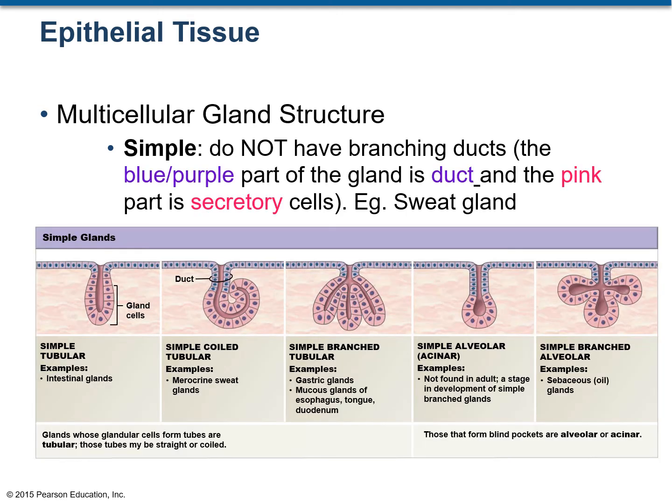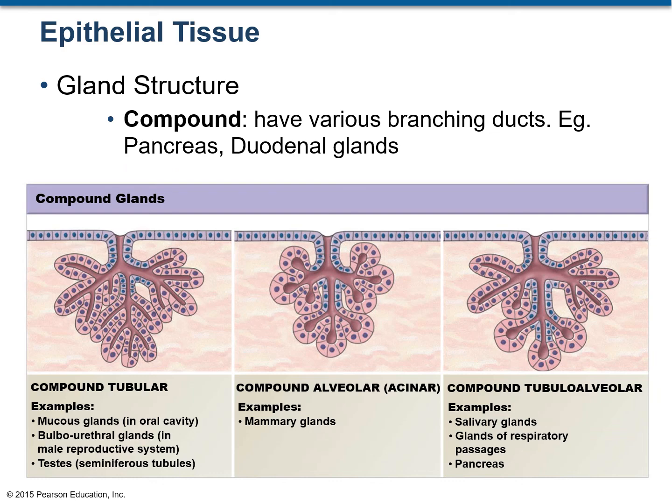Multicellular glands can further be classified based on whether their ducts are branched or not. If you look at this figure, there is some part in blue which is the duct and the pink part is the secretory cells. So if the blue part, that means the duct, is branched, then it is not a simple gland. A simple gland would not have branching ducts. And simple glands can also have different shapes. They can have a tubular shape, they can have an acinar shape, and so on. If the multicellular glands show a branched duct, then it is known as a compound gland. For example, the pancreas. And the compound glands can also have different shapes. They can have tubular shapes or acinar shapes.